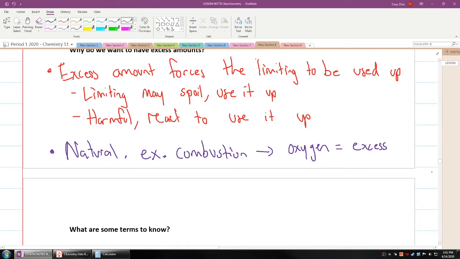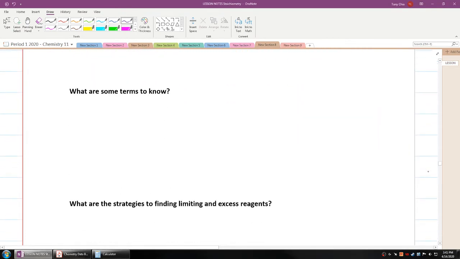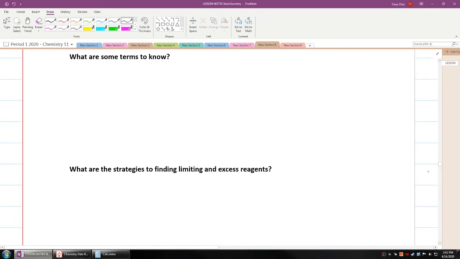So what are some terms we need to know for this lesson? Well, number one, we need to know obviously limiting reagent, which we talked about earlier. This is the reactant that gets used up.